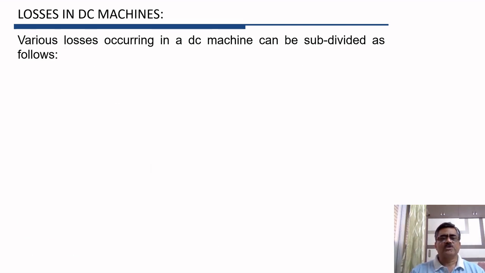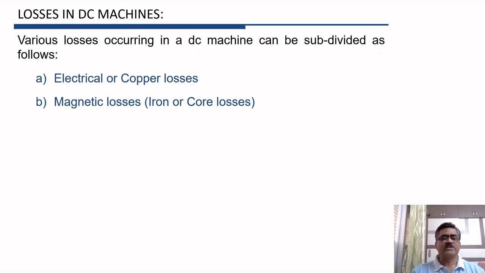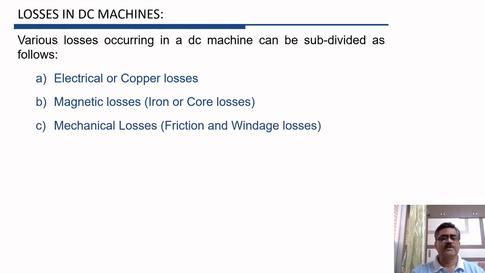Various types of losses that take place in DC machines can be subdivided as: first, electrical or copper losses; second, magnetic losses, which are also called iron or core losses; third, mechanical losses, that is friction and windage losses; and fourth, stray losses. Let us now study all these four losses in detail.